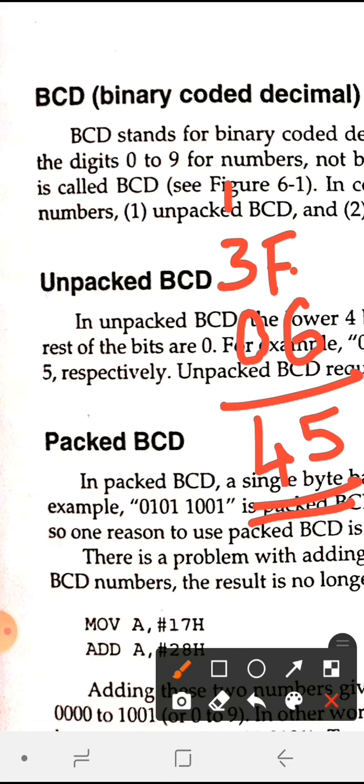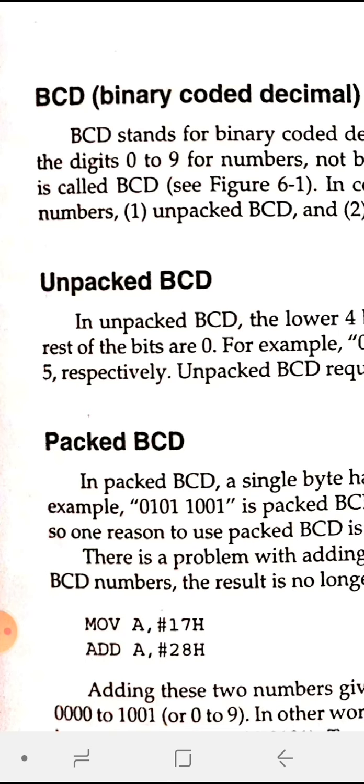So what is the result? 45, right? So 17 plus 28 is equal to 45. Now when we did it in hexa, it got us the result as 3F. We said this is not in BCD. To make that answer in BCD, we need to add 06. Then the answer we got is 45, which is in BCD form.